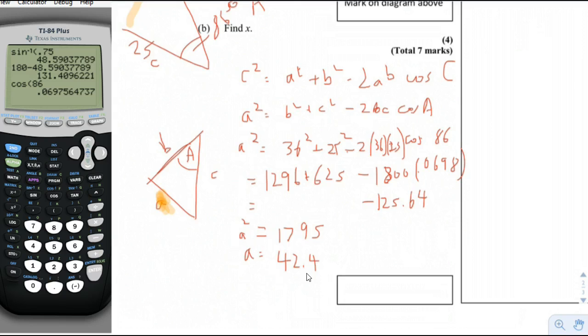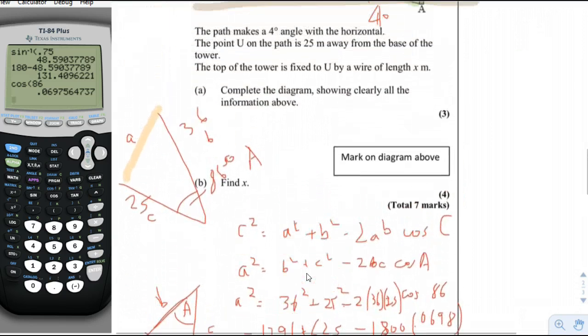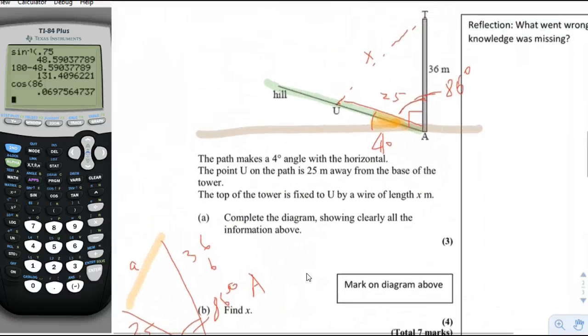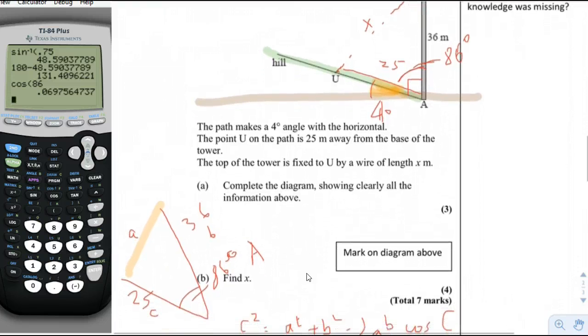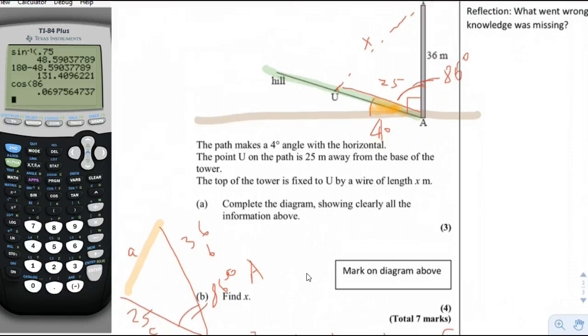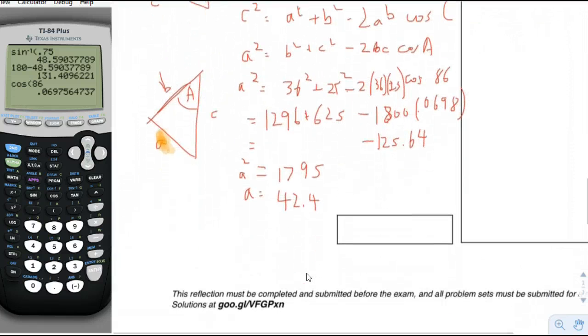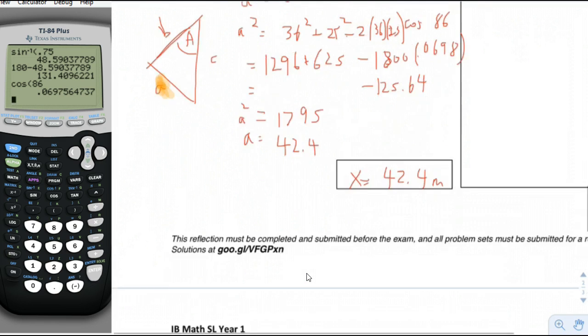Okay, so in the end what you find is that the line x is equal to about 42 meters, which kind of makes sense because the pole is 36 meters, and this line x kind of looks like it might be a little bit longer than that, so just from the drawing, although the drawing is not really accurate. Okay, so we'll say that x is equal to 42.4 meters.